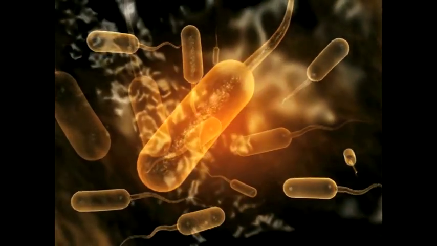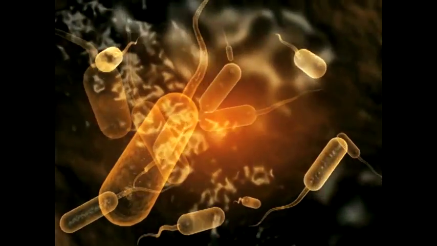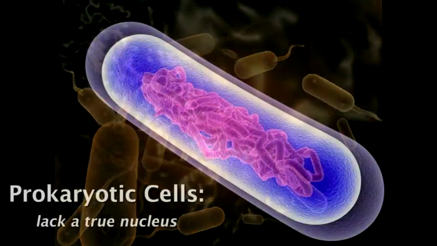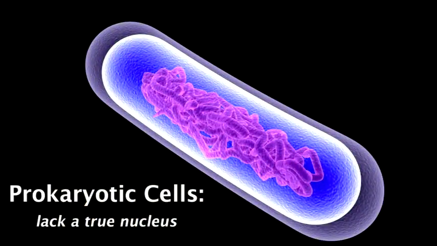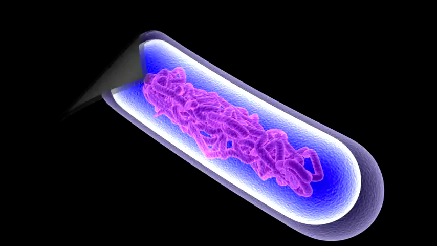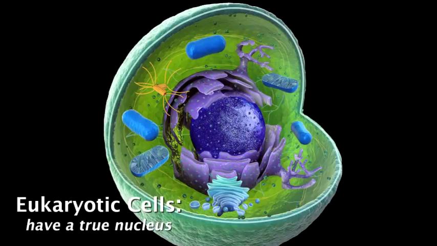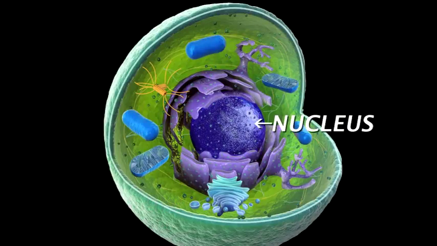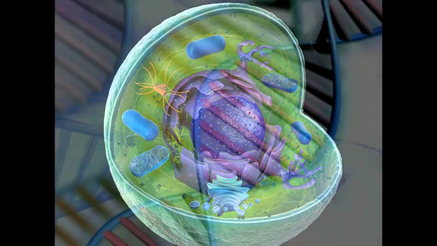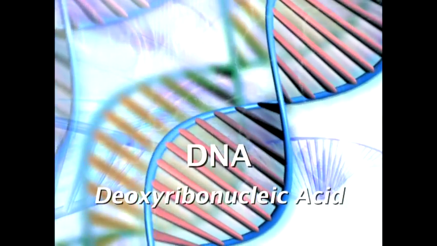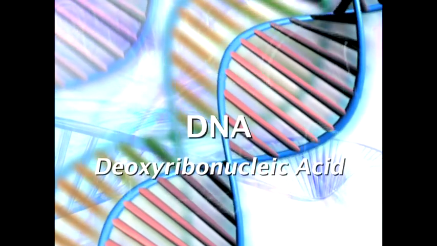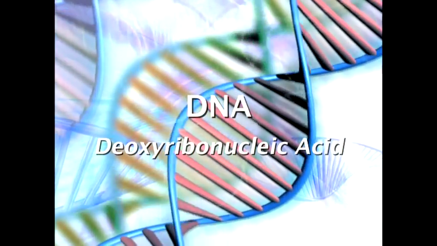Today, biologists classify cells into two basic types. The first are the simple prokaryotic cells, which lack a true nucleus, such as the cells of bacteria. The second are the much more complex eukaryotic cells, which have a true nucleus, such as this animal cell. The nucleus is a round, dense, membrane-enclosed structure that contains most of the cell's DNA, the deoxyribonucleic acid molecules containing the genes that regulate the cell's activities.